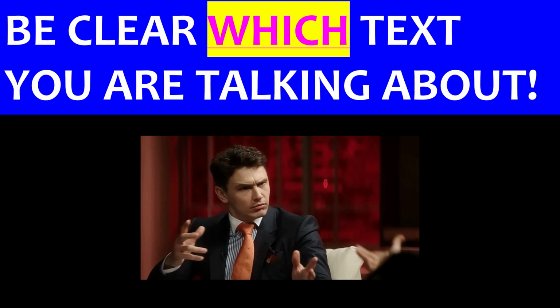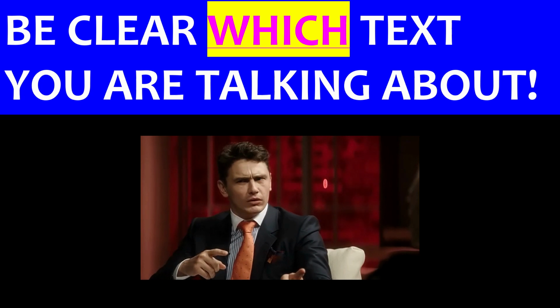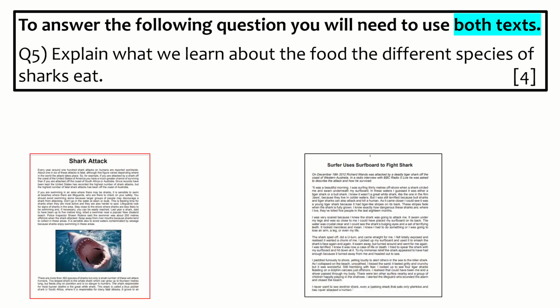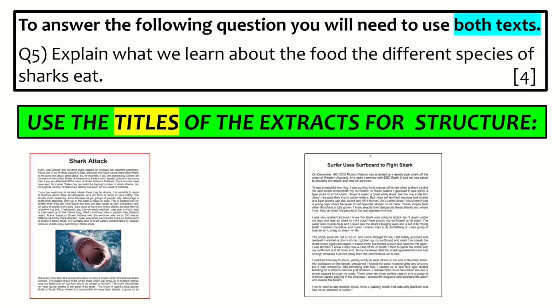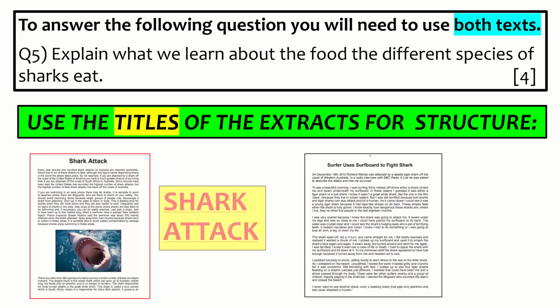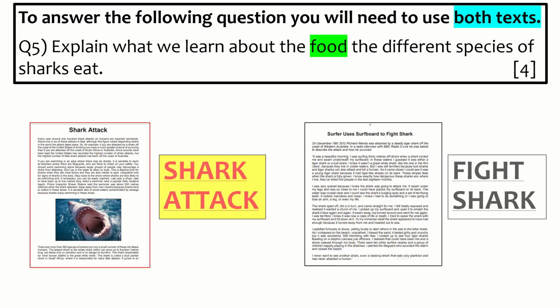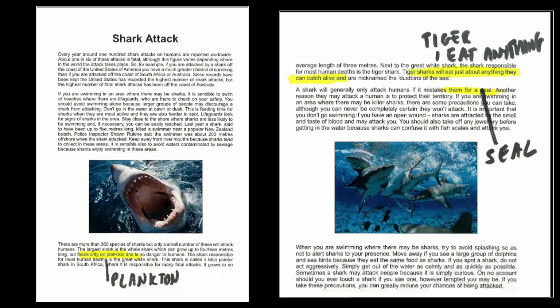You've got to be clear which text you're talking about. So the easiest way of doing that is by using the titles that are on the articles or the writers, the author's names. Yeah, so in this case, one's called Shark Attack, and one's called Surfer Uses Surfboard to Fight Sharks. So I'm going to call one Shark Attack and one Fight Shark and just underline it. Okay, and remember the question is what we learn about the food.